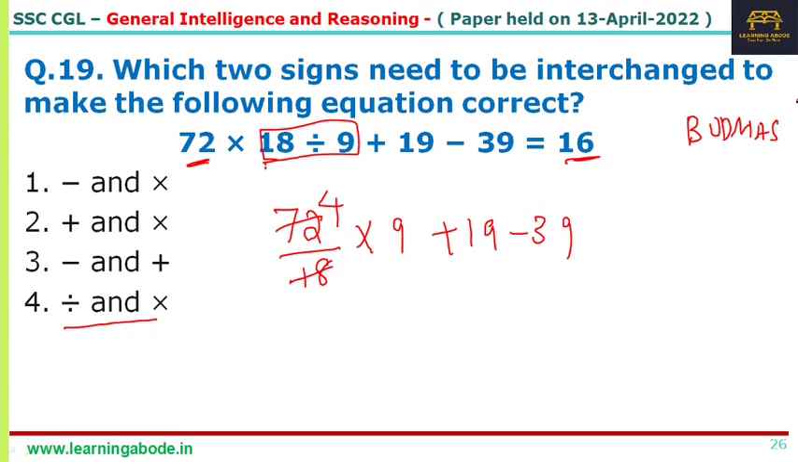So in that order, first I'm going for division. 72 divided by 18 is 4, then 4 into 9, multiplication, 4 into 9, 36. So 36 plus 19 minus 39. Okay, now that's equal to 36, minus 3, that's 19 plus minus 3, it's 16. Okay, so answer is answer option 4. Answer option 4 for question number 19.